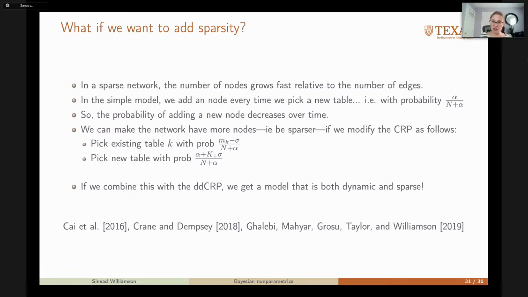The rate at which the probability of a new node decays is slow enough that we're still adding nodes at a quick enough rate to keep it sparse. So this is something that Crane and Dempsey showed for that sort of simple graph that I've been talking about, where we don't have a hierarchy. We can also use it in our hierarchical graphs.